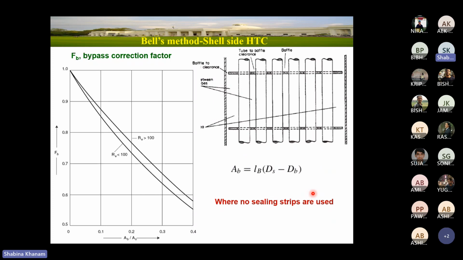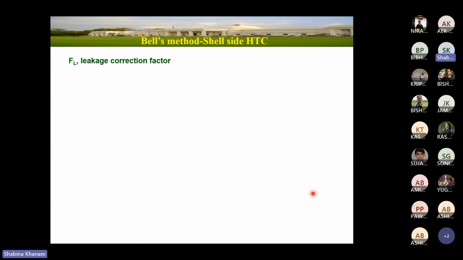So here I'm having the bypass correction factor. Another correction factor I'm having is the leakage correction factor.